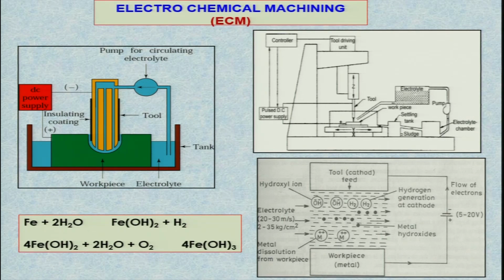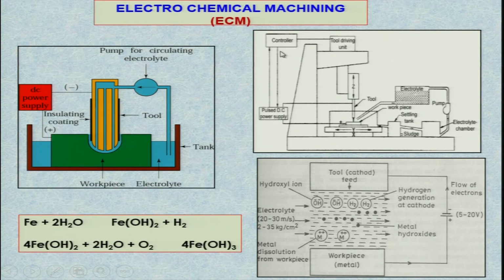Now, you can see clearly that you have the pulse DC power supply. Normally DC power supply is used in case of ECM, but it has been found lately by researchers that pulse DC power supply gives better performance, and especially in case of micro machining, it is only the pulse DC power supply which is being used by the users.